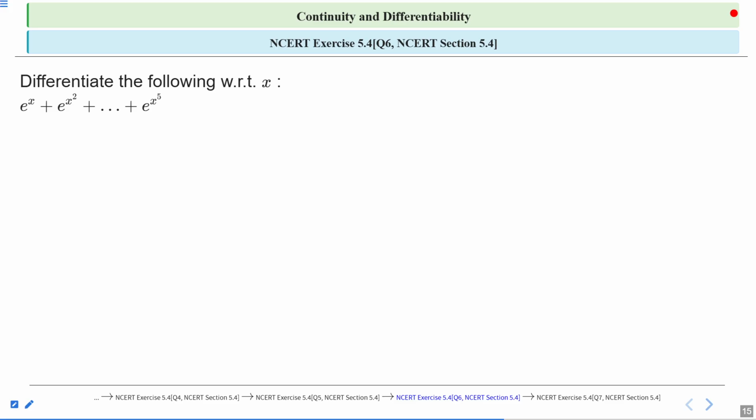So let us see NCERT exercise 5.4 question number 6, which is differentiate the following with respect to x. Our expression is e to the power x plus e to the power x square plus e to the power x cube till e to the power x to the power 5. You have to basically differentiate this. Again, you will apply chain rule in each of the expressions, and you can easily calculate the differentiation of the given function. So you have 1 minute to solve or think about this question. After that, we'll move to a solution part.